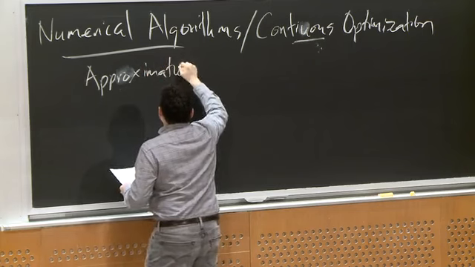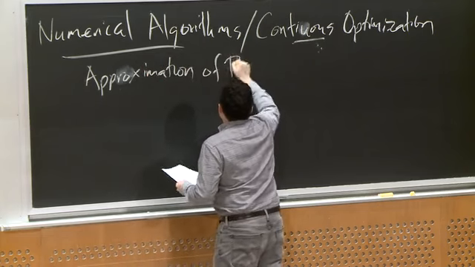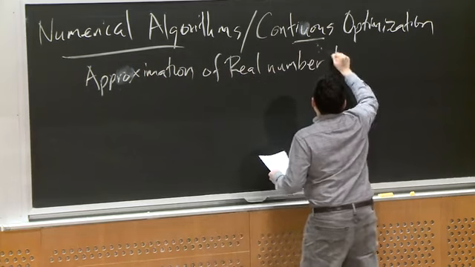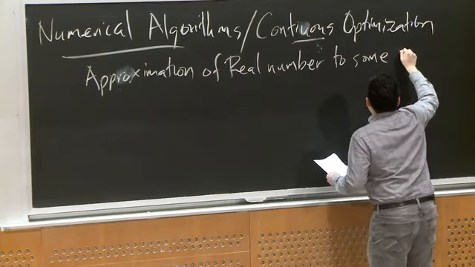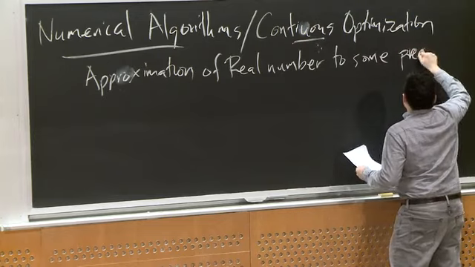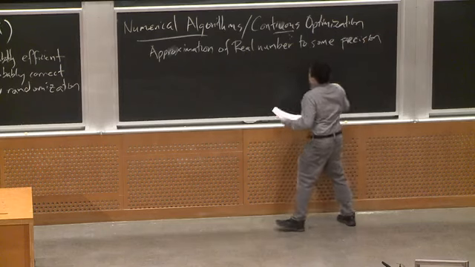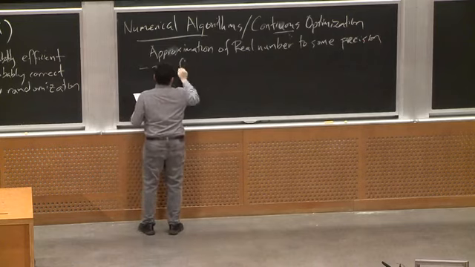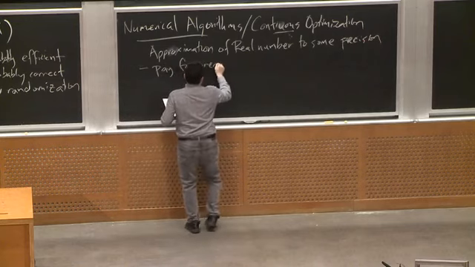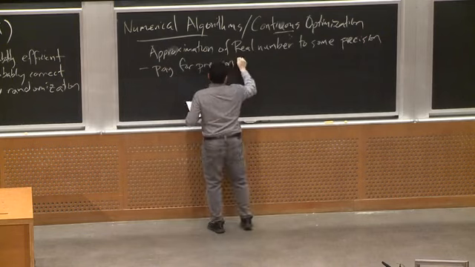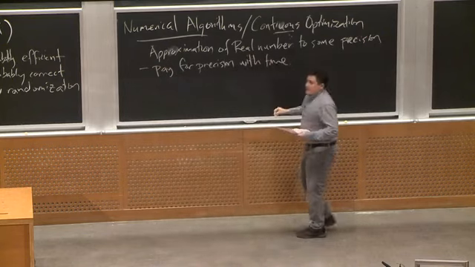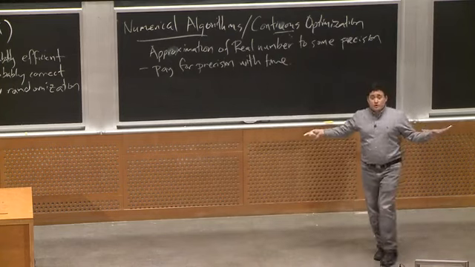Approximation of real number to some precision, and I pay for precision with time. So let's say I want to compute the square root of a number.